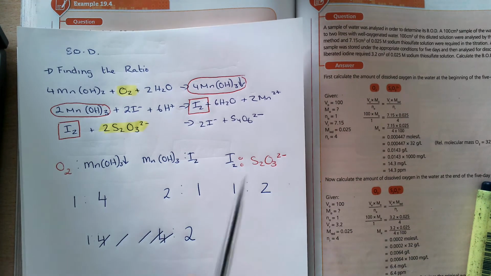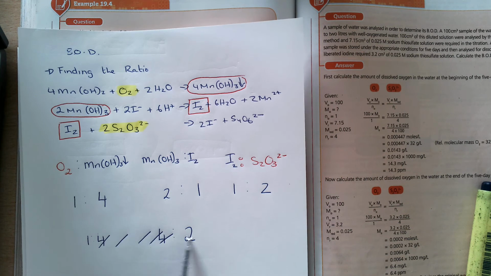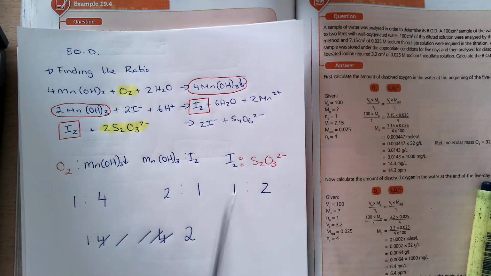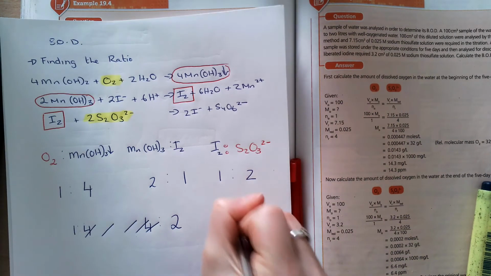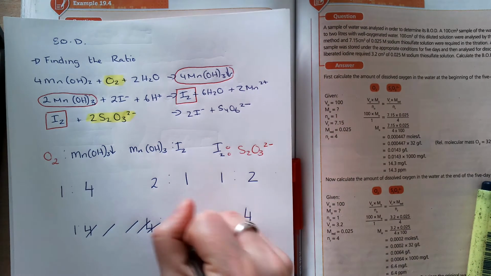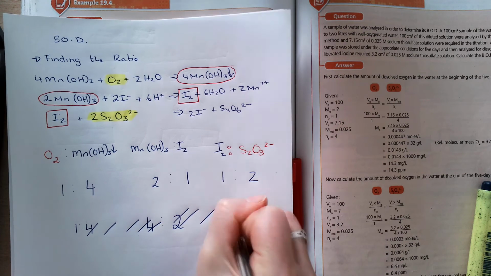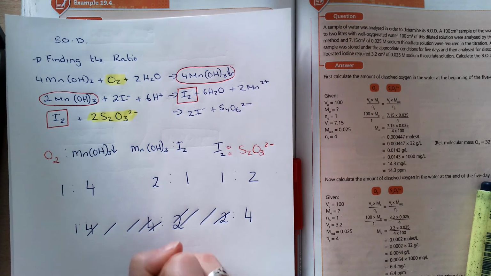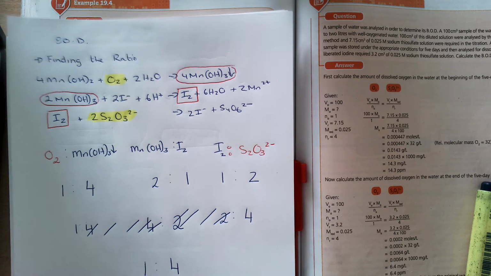But if I look here, I have I2 and I have 2 I2s. So I need to have 2 I2s here, which gives me then a ratio here of 2 is to 4. And if I look there, that cancels. So that leaves me with the ratio of 1 is to 4.